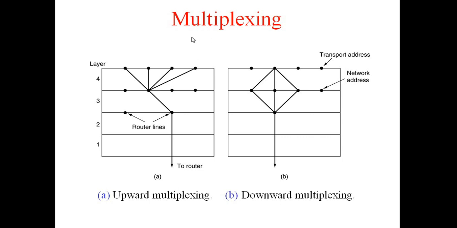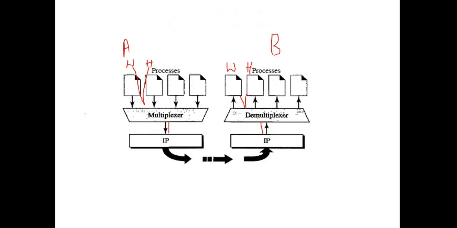Before understanding multiplexing, usually we have two types of multiplexing, that is upward multiplexing and downward multiplexing. Before studying about this, let us discuss why multiplexing is required, what is multiplexing and demultiplexing, and how it is done with respect to the transport layer. Almost every protocol provides the multiplexing and demultiplexing technique.